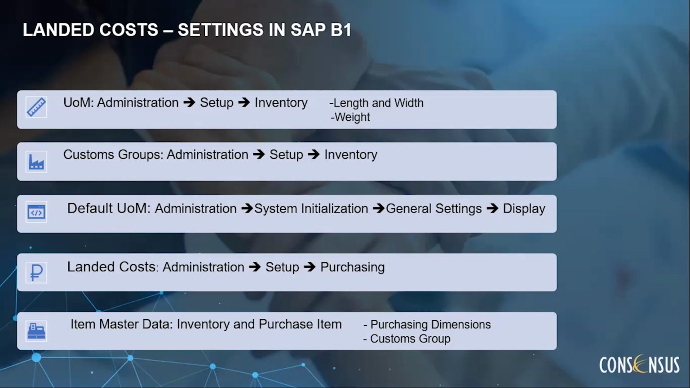And finally, based on the previous definitions, we will go to the actual item master data and define that the item must be an inventory and purchase item, of course. And under the purchasing tab, we will find the purchasing dimensions, basically length, width, and weight. The first two plus the height define the volume, and the customs group. Okay, so let's go and review these settings directly in SAP.